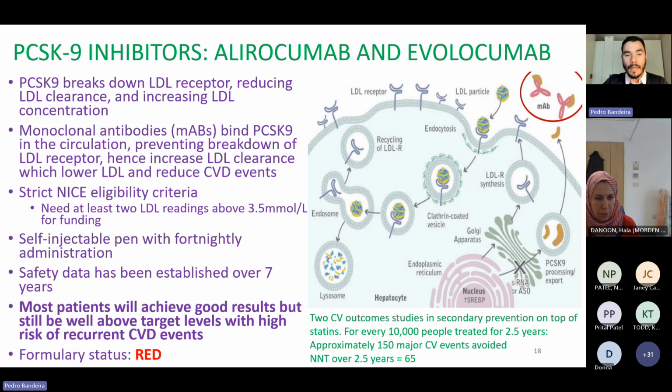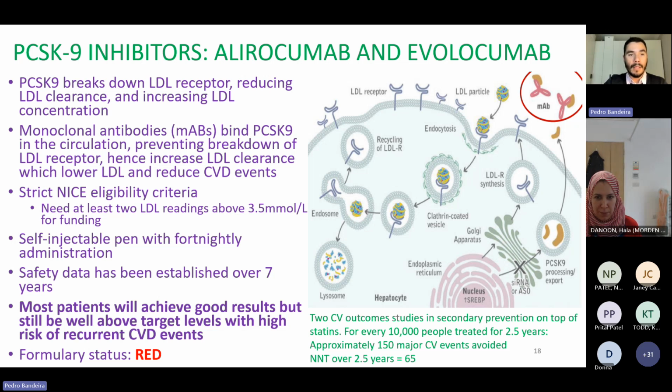So now I'm just going to go through quickly the PCSK9 inhibitor therapies that I've mentioned before. It acts on the PCSK9 protein. This PCSK9 protein is responsible for breaking down the LDL receptors, which in turn can increase the LDL cholesterol levels. And this therapy targets the PCSK9 protein by inhibiting them at the cell surface.